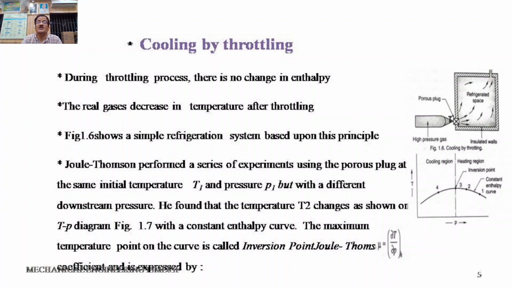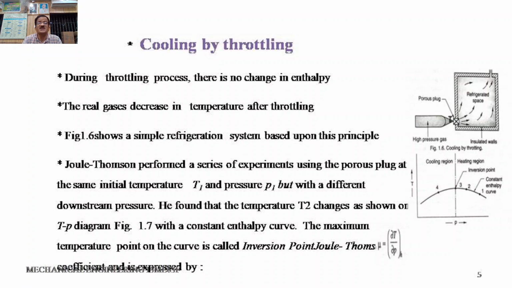And you know that during the throttling process, enthalpy before throttling is equal to enthalpy after throttling, and for real gases there will be a decrease in temperature, and that can be used for producing cooling effect. During throttling process there is no change in enthalpy. The real gases decrease in temperature after throttling. Figure 1.6 shows a simple refrigeration system based upon this principle.